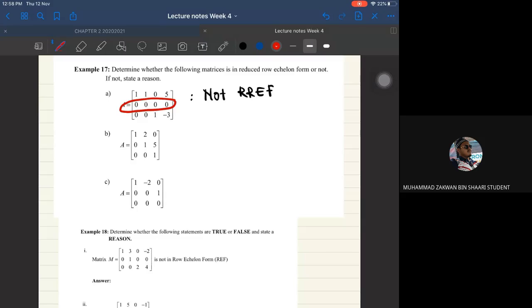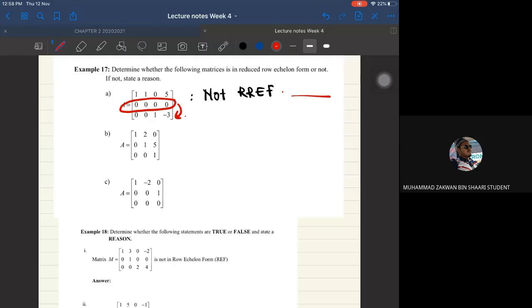Dia tak memenuhi syarat yang pertama. Awak check condition, start daripada syarat yang pertama, kedua, ketiga. Kalau dia dah tak penuhi satu syarat, so you tak payah check untuk yang lain. Okay. So, this one sebab syarat yang pertama tu lah. So, you bagi tahulah reason dia, okay? Because this one should be at the bottom of the matrix.